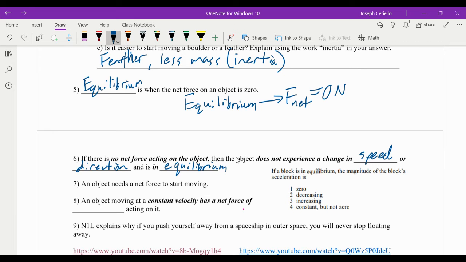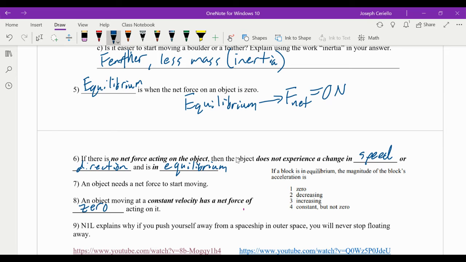Even if there's a ton of different forces acting on it, if it's going at a constant velocity, meaning same speed and direction, it's in equilibrium. All the forces are canceling out, whatever those forces are. An object moving at constant velocity has a net force of 0 acting on it.